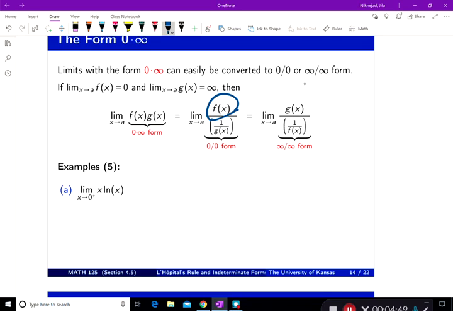0 over 0, or the other way around, you write it as the function that goes to infinity divided by 1 over the function that goes to 0, and that's the infinity over infinity form. Which one should we choose? Whichever the derivative is easier to take. And so over here, when I see this is the form 0 times infinity, negative infinity, but in either case.